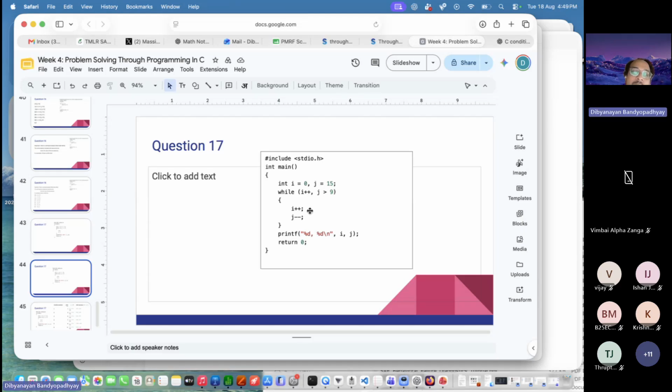So again, you can see that j greater than 9. This is the most important part here. It doesn't matter whether this part gets evaluated or not. But essentially, when you print, you have to print the value of i and j.